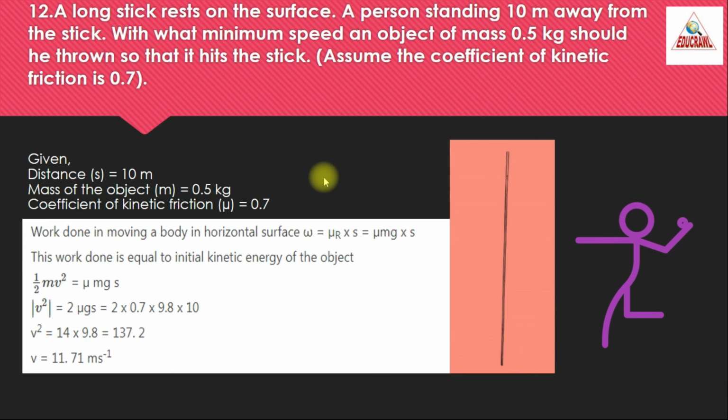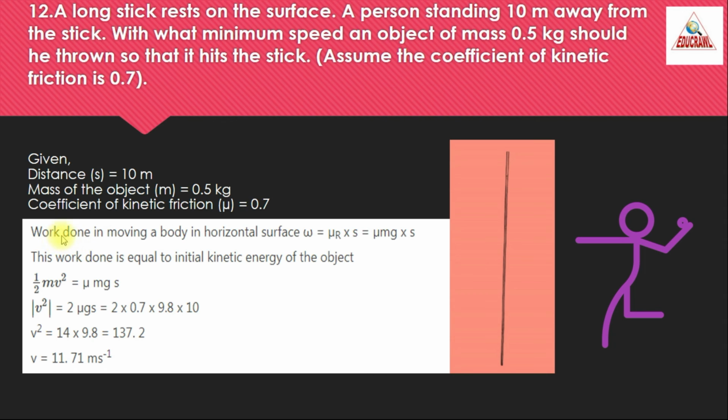Problem. A long stick rests on the surface. A person is standing 10 meters away from the stick. With what minimum speed should an object of mass 0.5 kg be thrown so that it hits the stick? Assume the coefficient of kinetic friction as 0.7. So the given data are distance s is equal to 10 meter. Mass of the object m is equal to 0.5 kg. Coefficient of kinetic friction mu is equal to 0.7.